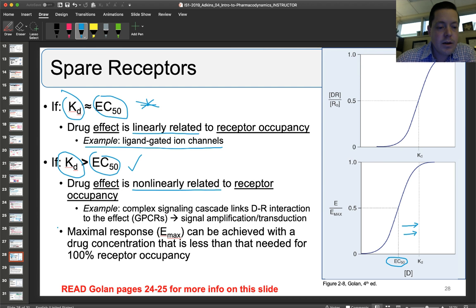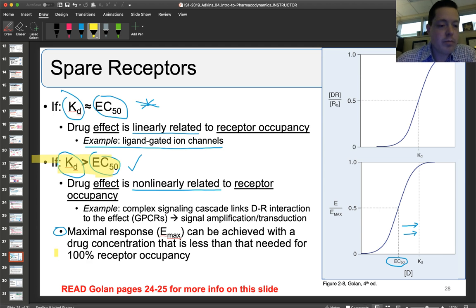So this all boils down to the fact that the maximal response, or our efficacy, is something that can be achieved with a drug concentration that is less than needed for receptor occupancy at 100%. So that is one easy way to determine. Definitely highlight this. I'm just going to put that in there.